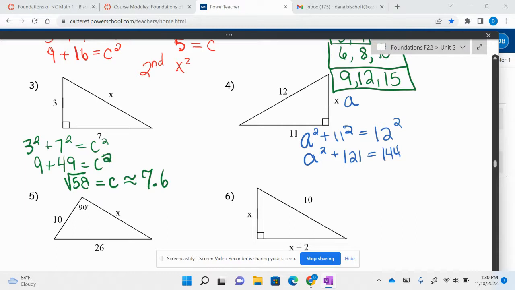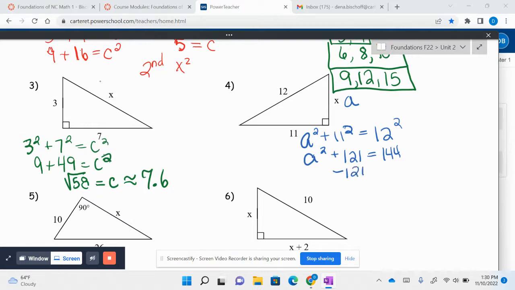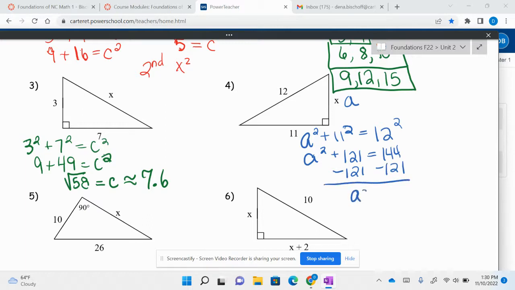How do I get a squared all by itself? What would I do to solve that? Trying to get a squared all by itself. What do I have to move away from it? Yeah, I have to subtract that 121 from both sides. And when I do that, a squared equals 23. Sorry, I have to take the square root of both sides.